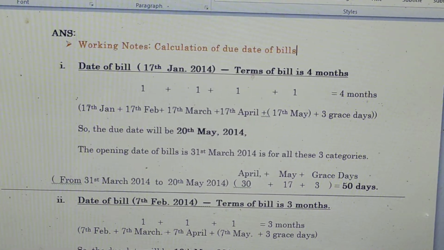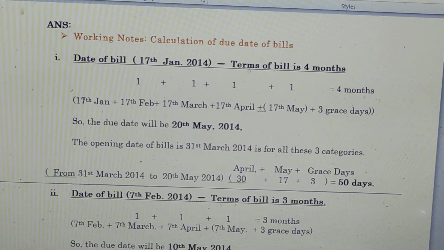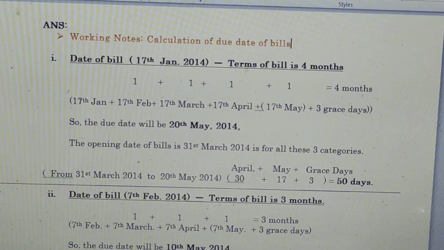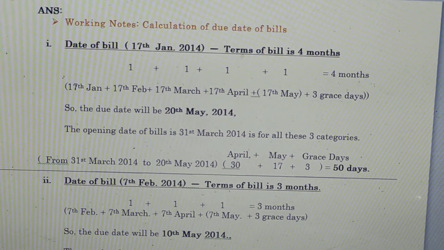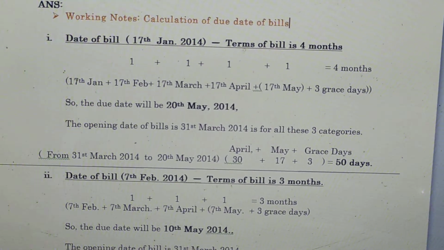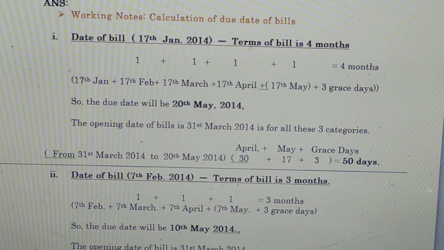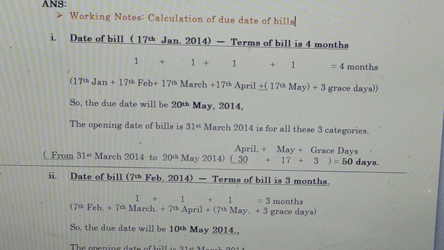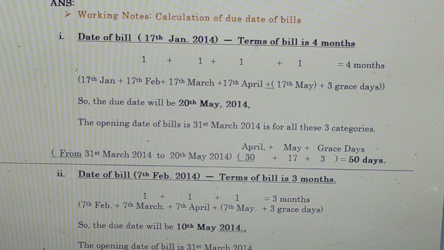Based on this information, we have to find out the due date of the bills. The first category: the bill was created on 17th January 2014, and the time period of the bill is 4 months. So how can we calculate? First we mention 17th January, then 17th February, 17th March, 17th April, 17th May. Except 17th January, we have to take 4 months. So the due date of the bill will be 17th May plus 3 days as grace days, so the due date will be 20th May 2014.